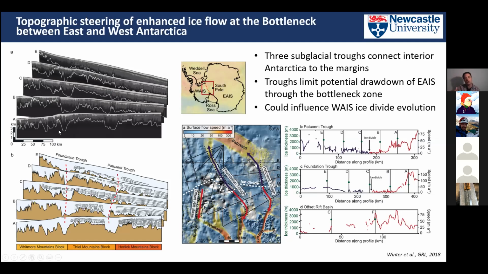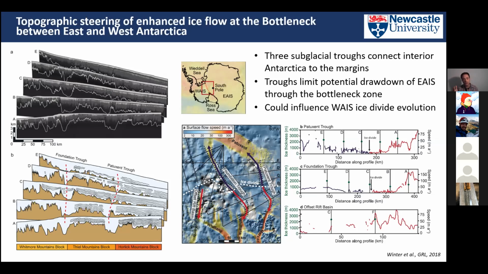and controlled some of the onset flow of ice in that area, both in the upper parts of the South Pole Coast catchment, but also in the upper parts of the Foundation and Patuxent ice stream systems. And actually these troughs connect the deep interior of Antarctica, West Antarctica and parts of East Antarctica, to the margins of the Foundation trunk and also the South Pole Coast ice streams.